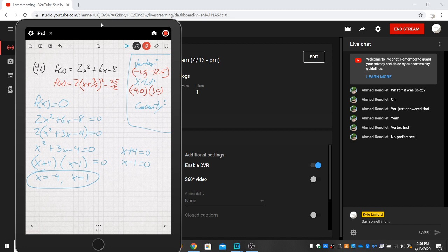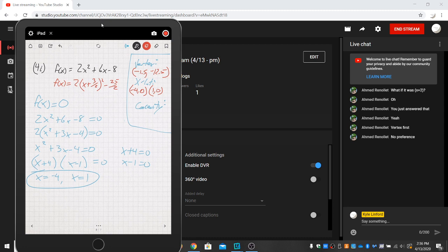You could have also done the quadratic formula for this. You could have done x equals negative 6 plus or minus the square root of 6 squared minus 4 times 2 times negative 8, all over 2 times 2. You would have gotten the same answer. When you fully simplify, you would have gotten a negative 4 and a positive 1. So, your call, whatever you want to do. So, we have the x-intercepts. We have the vertex. So, we have a pretty good picture of what the graph is going to look like.